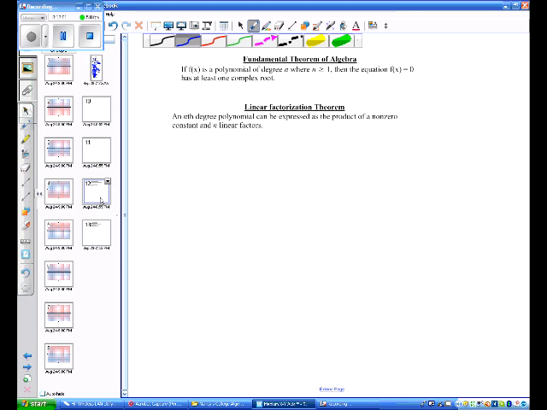Now let's look at 2 theorems that are important. One is the fundamental theorem of algebra, which goes along with what we just said. If f of x is a polynomial of degree n, where n is 1 or greater, then the equation f of x equals 0 has at least one complex root.